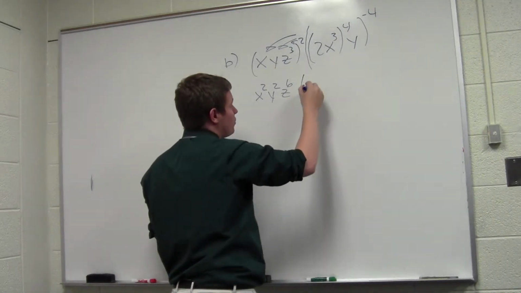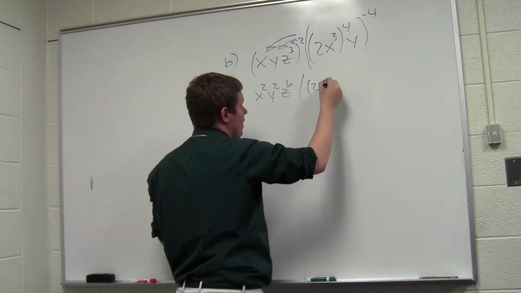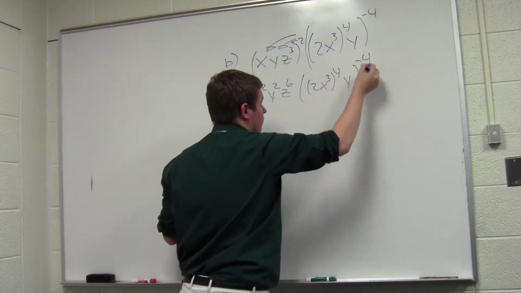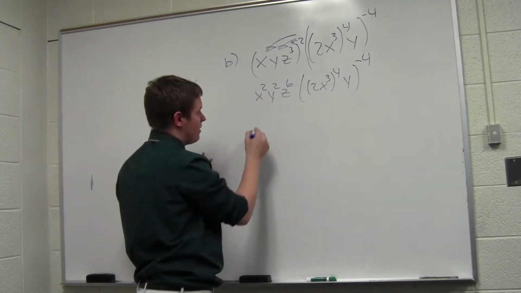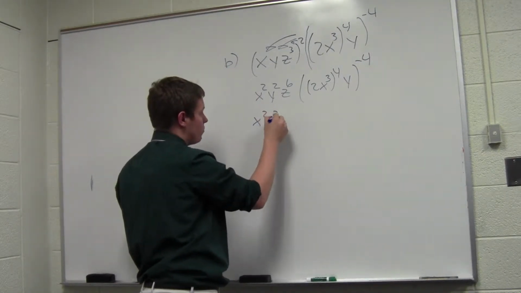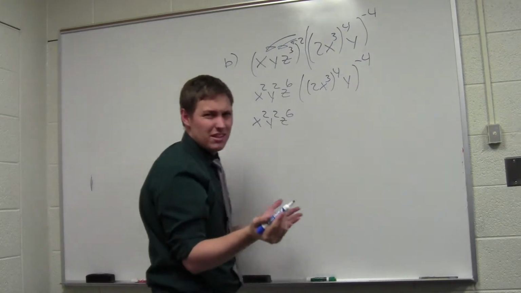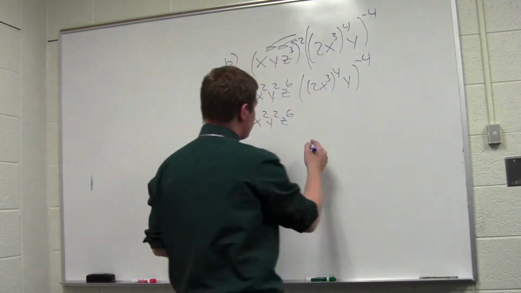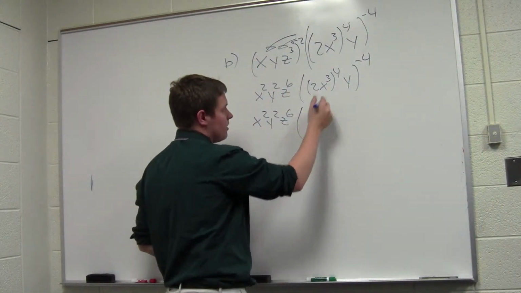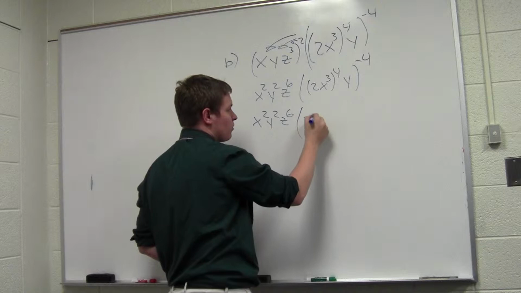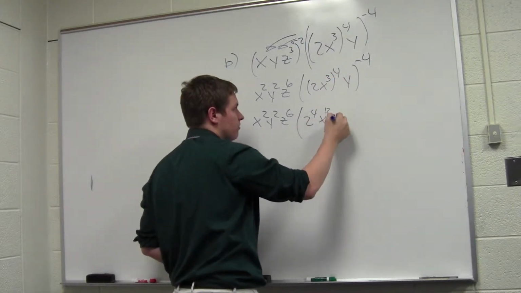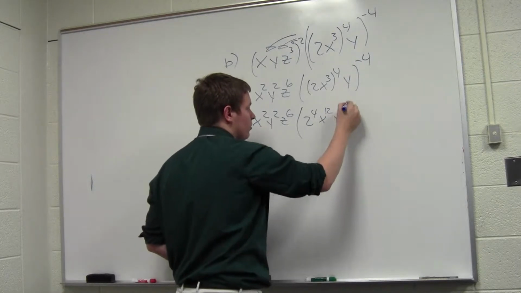Okay, and then we have multiplied by all this good stuff. Okay, maybe we can clear up what that is. X squared times y squared times z to the 6. Times this to the 4th, we get 2 to the 4th times x, 3 times 4 is 12. Okay, and we have a y left over.